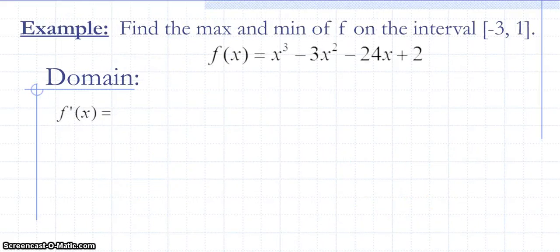Alright, so on part 2 now. So here in our example, I want you to actually find the maximum and minimum of f on the interval -3 to 1, including -3 and including 1.